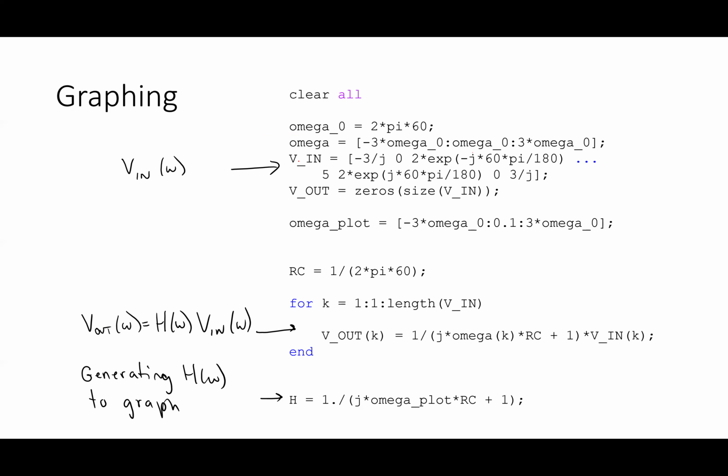And then what I did was I made my V in vector. And so what I did was this right here. This is my alpha -3. This is my alpha -2. This is my alpha -1. This is my alpha 0. This is my alpha 1. This is my alpha 2. This is my alpha 3. So I put them in order.